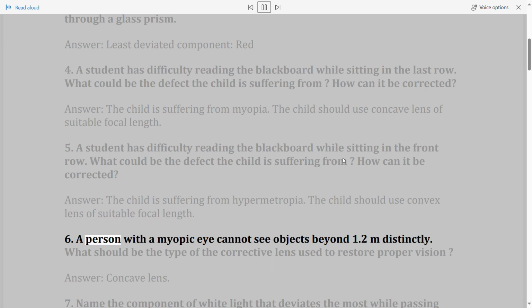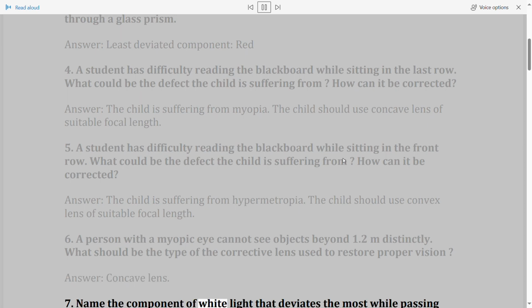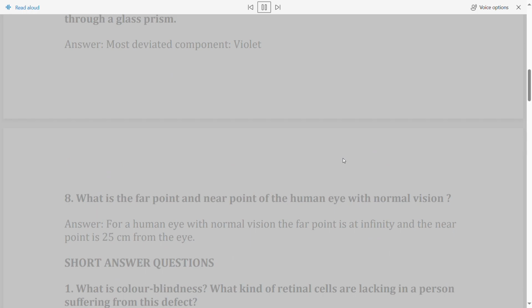6. A person with a myopic eye cannot see objects beyond 1.2 m distinctly. What should be the type of the corrective lens used to restore proper vision? Answer. Concave lens. 7. Name the component of white light that deviates the most while passing through a glass prism. Answer. Most deviated component, violet.